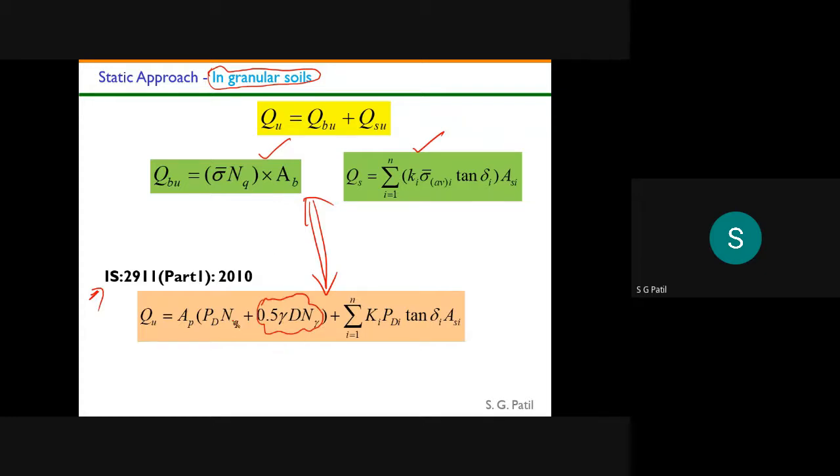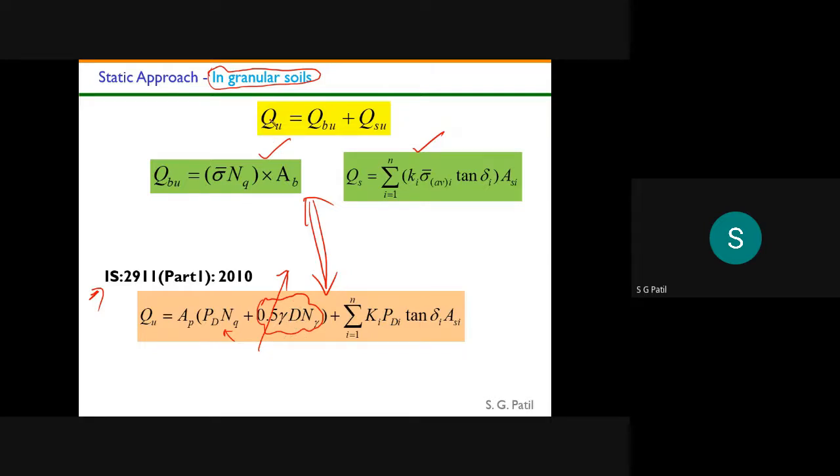So what I told you in the beginning: this term we usually neglect because its contribution will be very small compared to the first term. This contribution will be neglected in the normal calculation. But IS 2911 considers that term also.